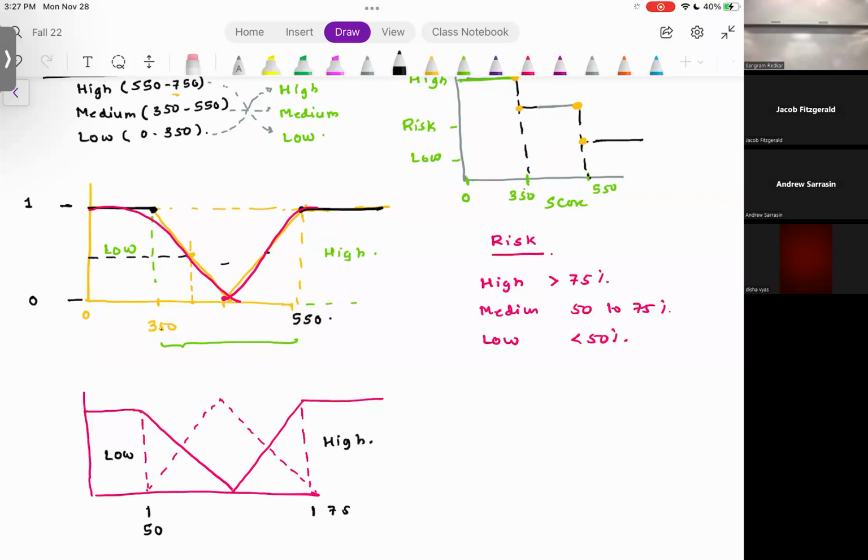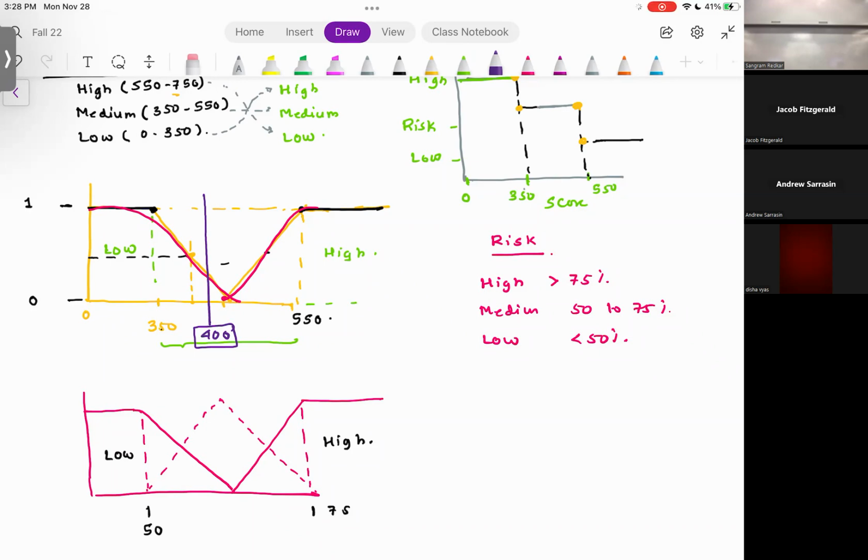Now what I want to do is I want to take an example where someone, maybe a person, has a credit score between 350 and 550. Say the credit score is somewhere over here, so maybe this is 400. Now I want to find out, for this person whose credit score is 400, what is the risk?